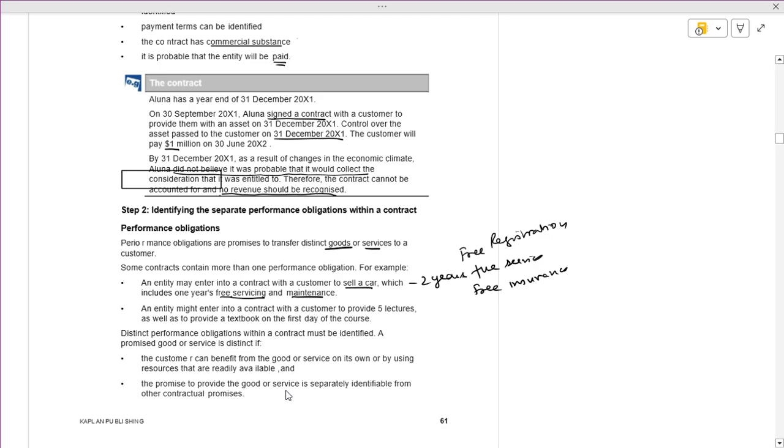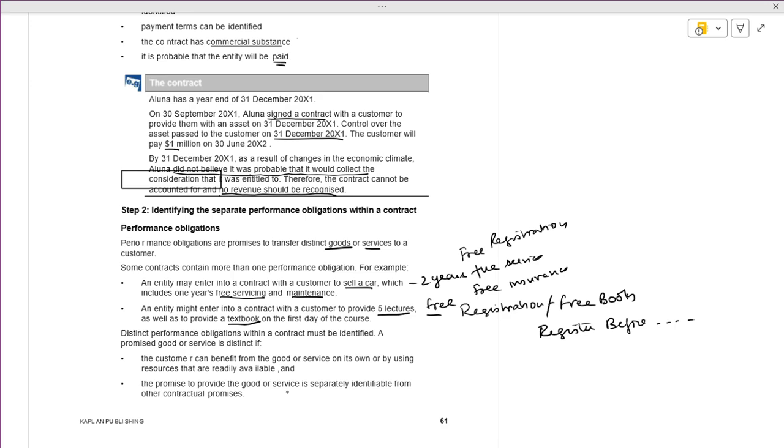An entity might enter into a contract with a customer to provide 5 lectures as well as to provide a textbook. Then we are not only providing lectures. See, it's happening nowadays, very simple. They say that we are going to give the books free of cost if you get registered. You will have a free registration, you will have the free books, you will have free classes. If you register before this date, you will get some complimentary offers. Fine. If that is the case, there is nothing free of cost. There are no free lunches as such. Everything, everywhere, has to be chargeable.